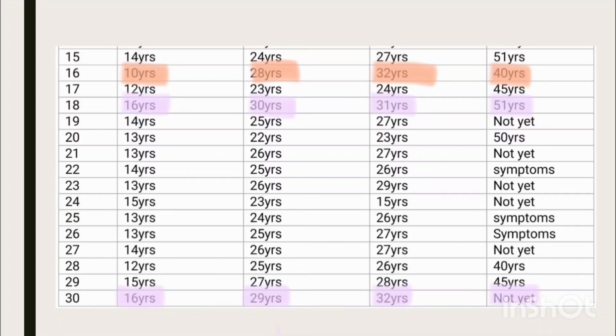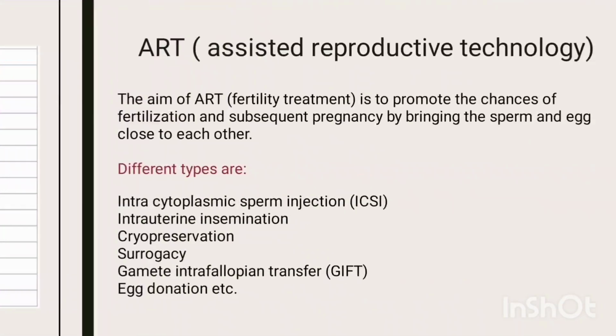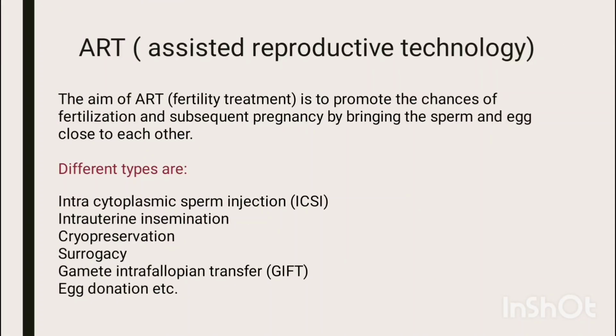But from my survey, I have got to know that women having their menarche at an early age have their menopause also at a very early age, and women who have their menarche at a later age, around 16 to 20 years of age, have their menopause quite early, or sorry. Moving further, we'll talk about ART, that is assisted reproductive technologies.